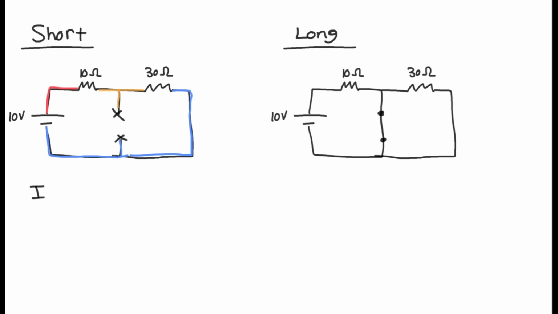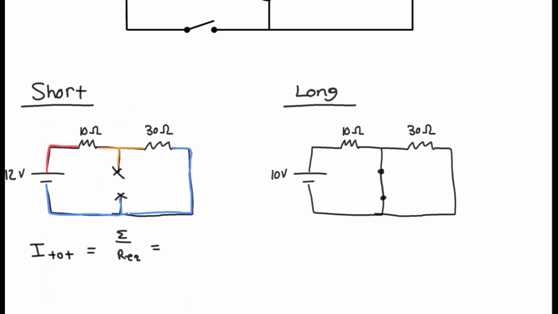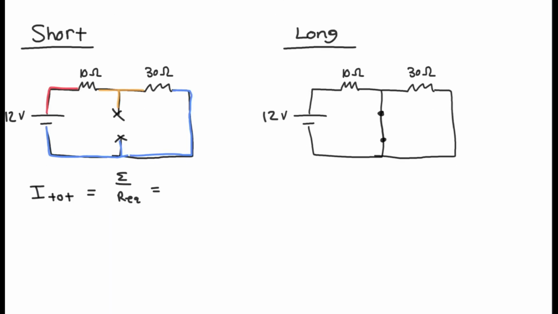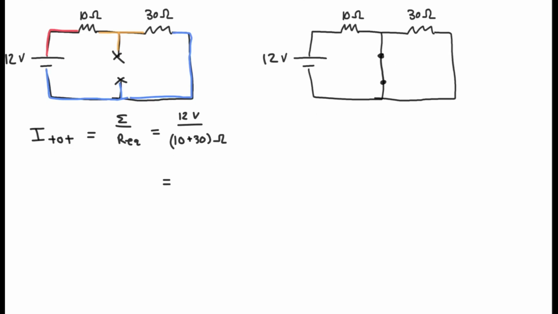So to find the current, we just divide the battery voltage by the equivalent resistance. And this is not 10 volts. It's 12 volts. So we get 12 over 40 for our current, because we have 12 volts divided by 10 plus 30 ohms in series. And that would be equal to 3 divided by 10, so 0.3 amps.